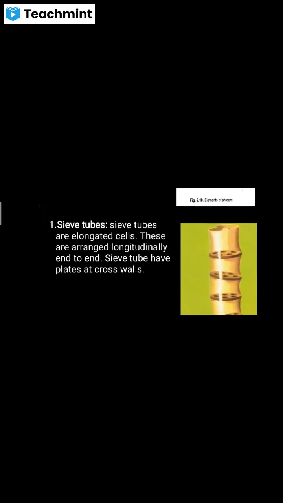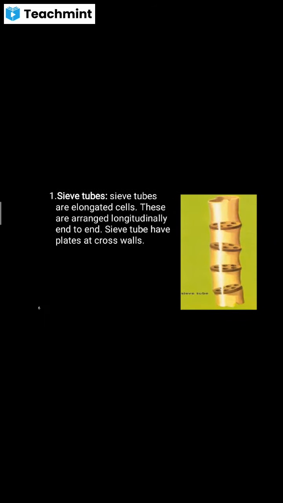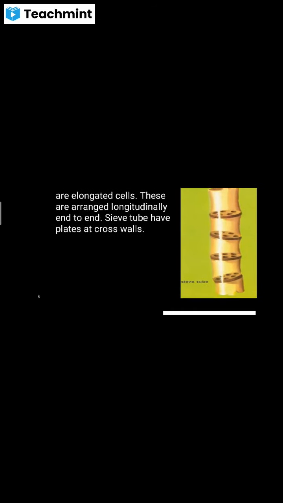So, here is the structure of the sieve tubes. In these sieve tubes, the sieve tubes are the elongated cells, and these are arranged longitudinally end to end, just like a pipe. And these sieve tubes have some plates at some intervals, and they are formed at the crossroads. So here you can see the structure of the sieve tube. At some intervals there are sieve plates.